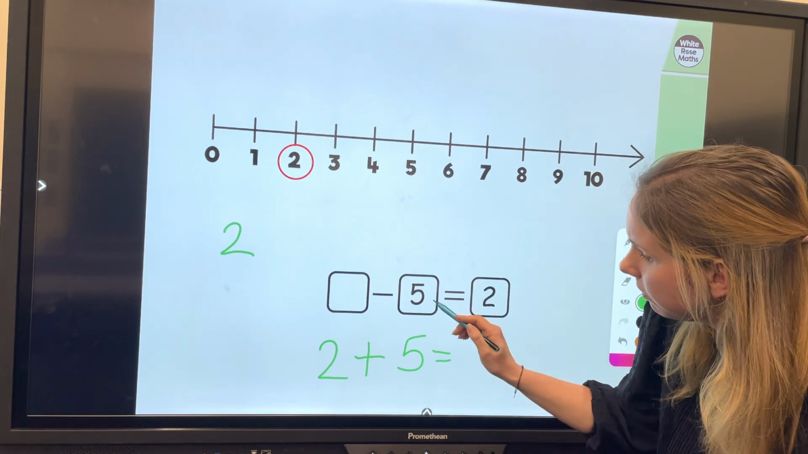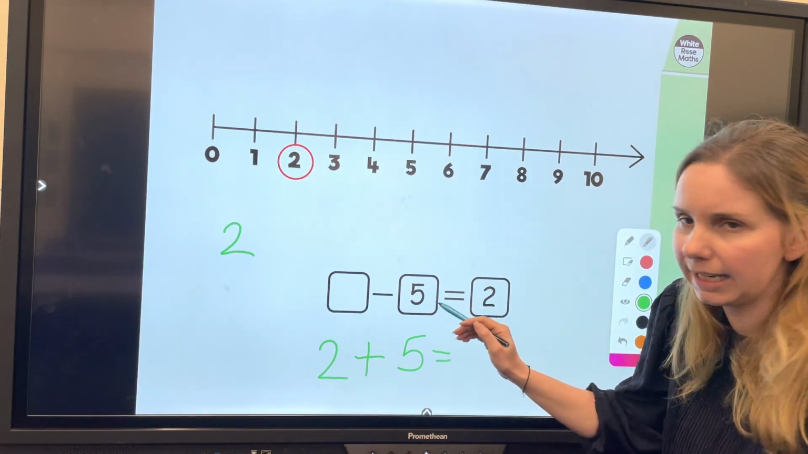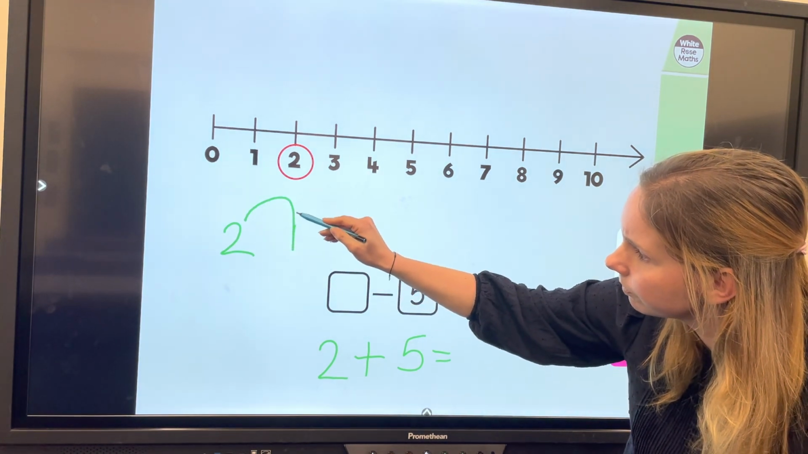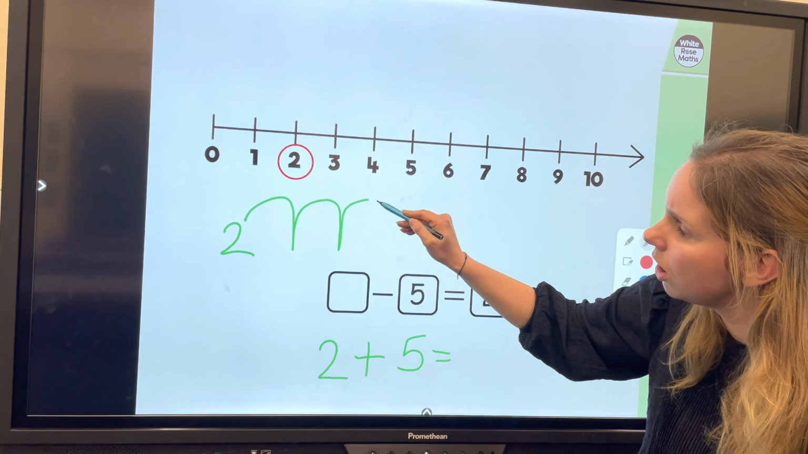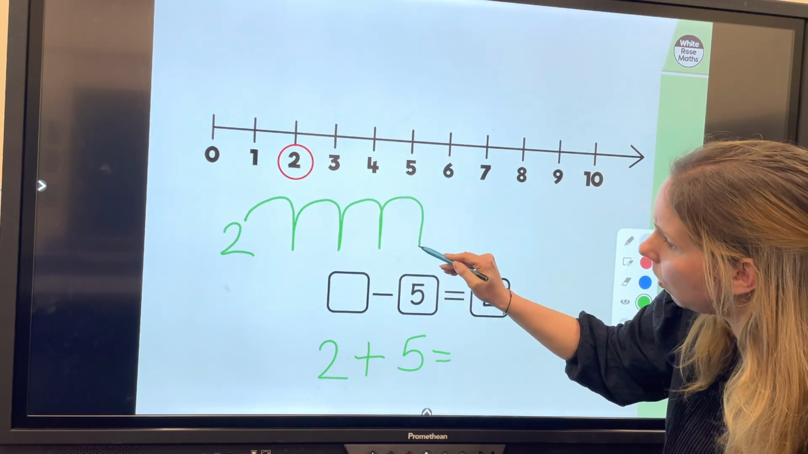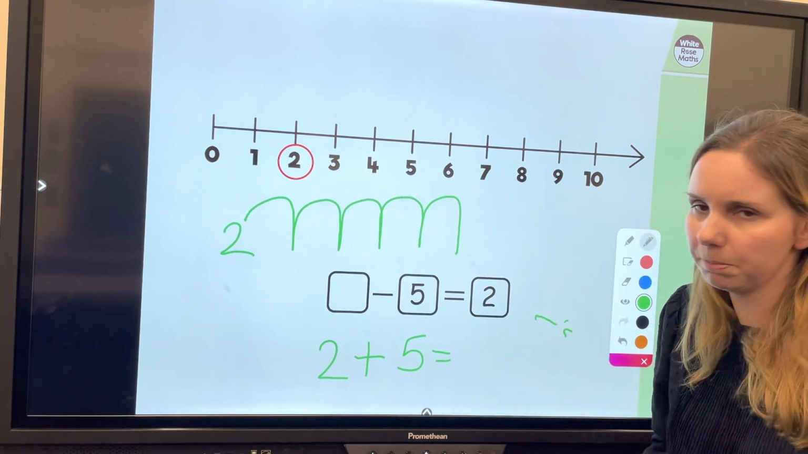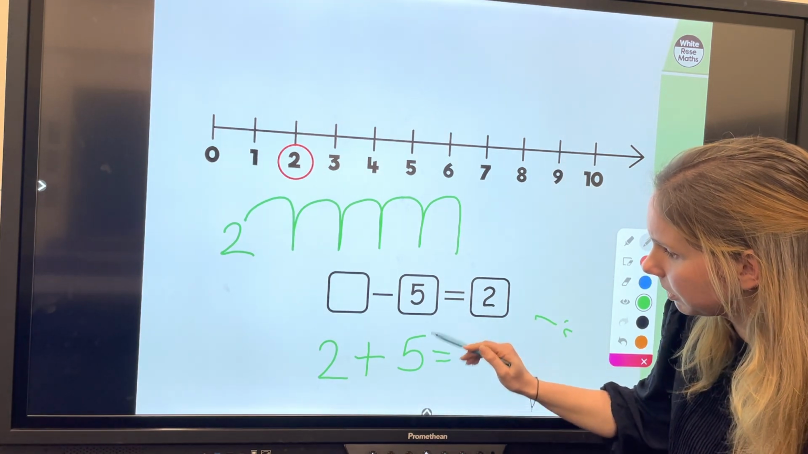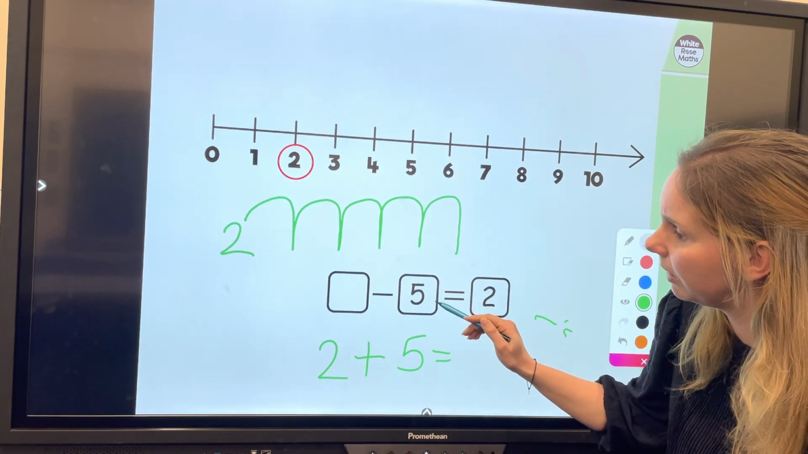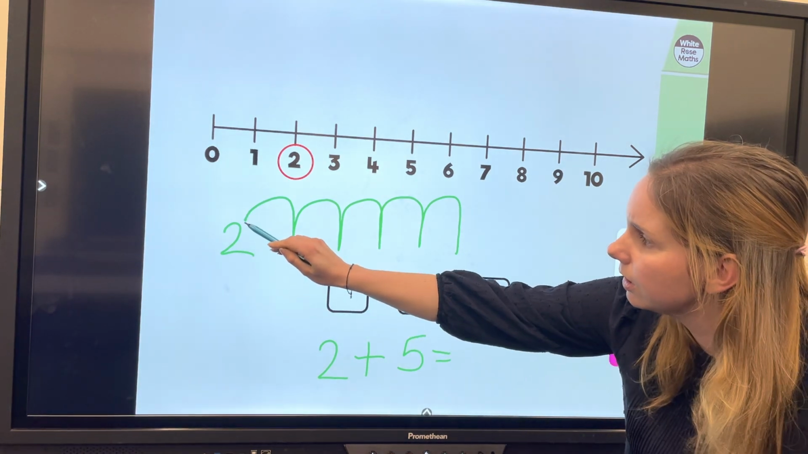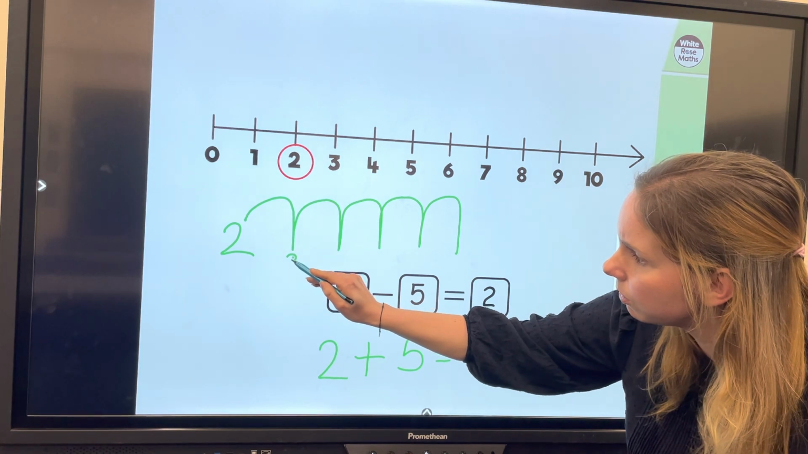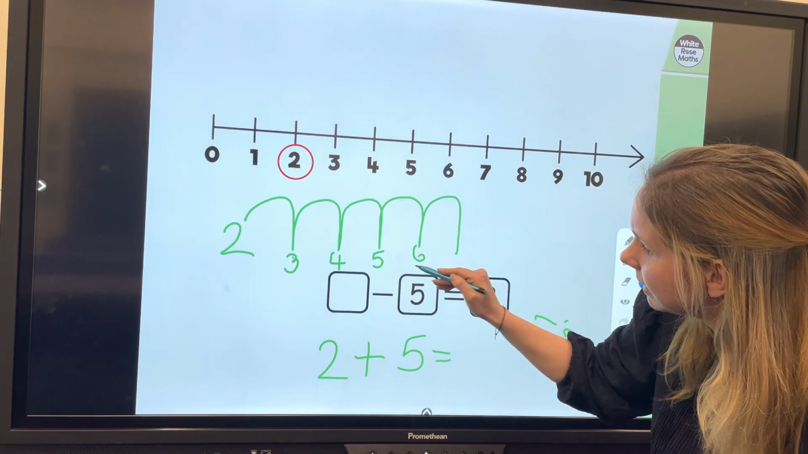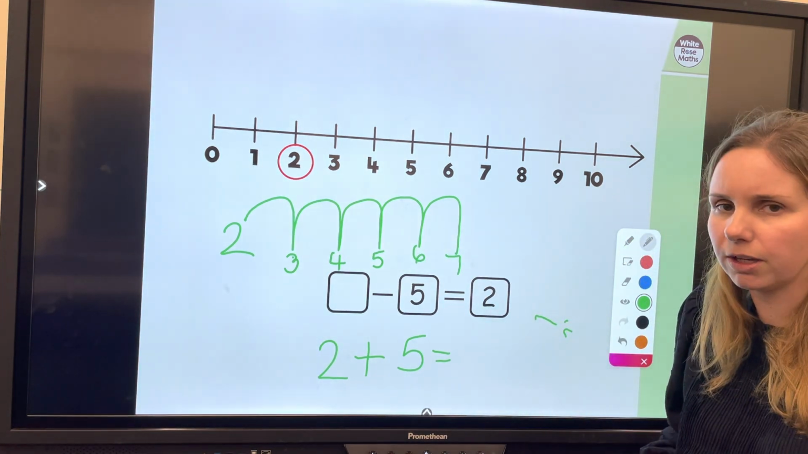And I'm going to do 5 jumps because I know that I was taking away 5 to land on 2. So I'm going to go 1, 2, 3, 4, 5 jumps. So I started at 2 and I've made 5 jumps because I know that my answer had to take away 5 to land on 2. So 2, what comes after 2? 3, 4, 5, 6, 7.